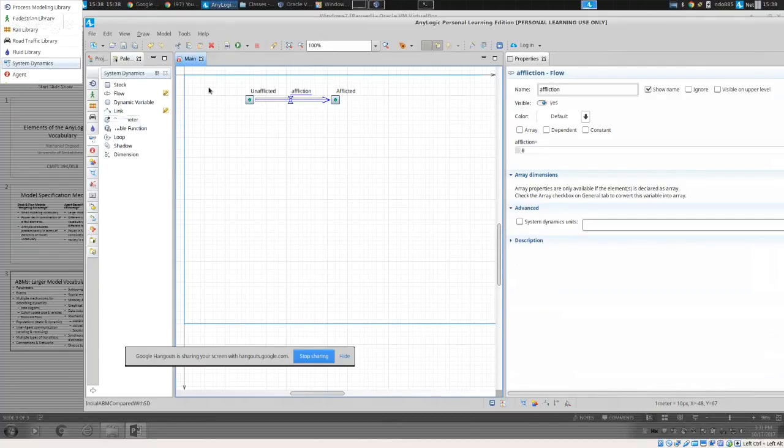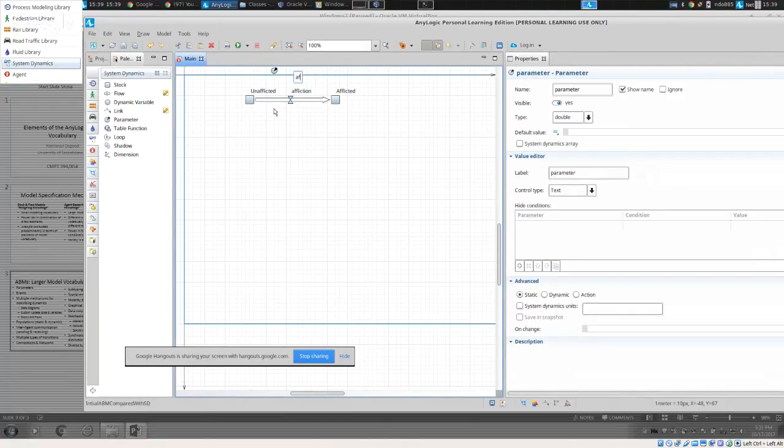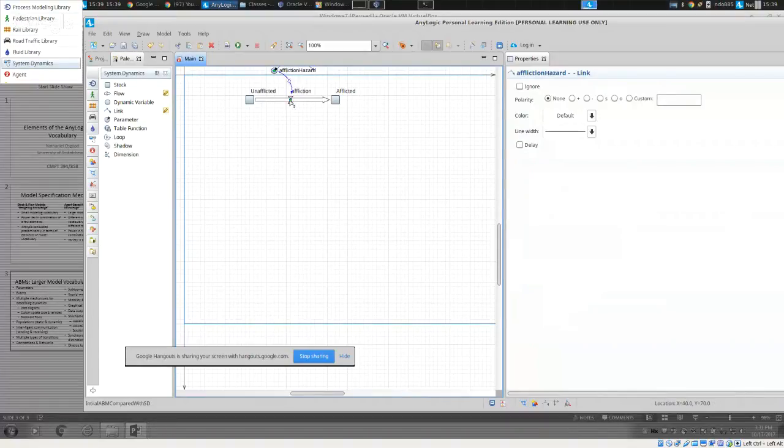And I'm going to drag in a parameter that will be called affliction hazard, okay? That will be the chance per unit time I'm going to grow afflicted, okay? And the value of this is going to be 0.015. Okay. And we are going to put in a link between affliction hazard and affliction.